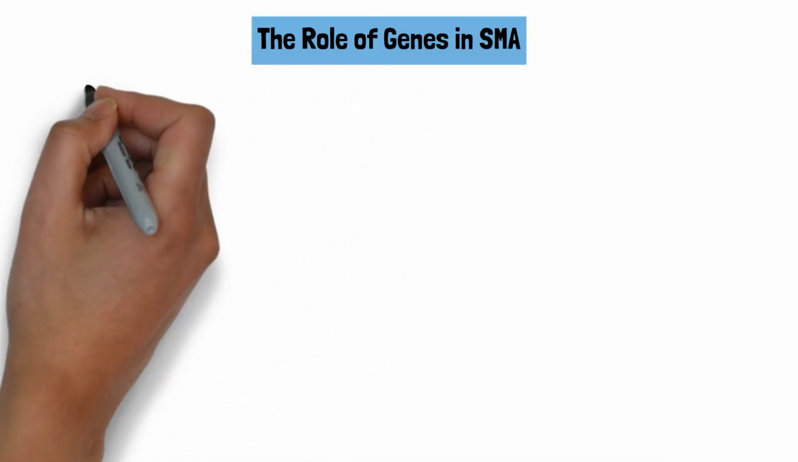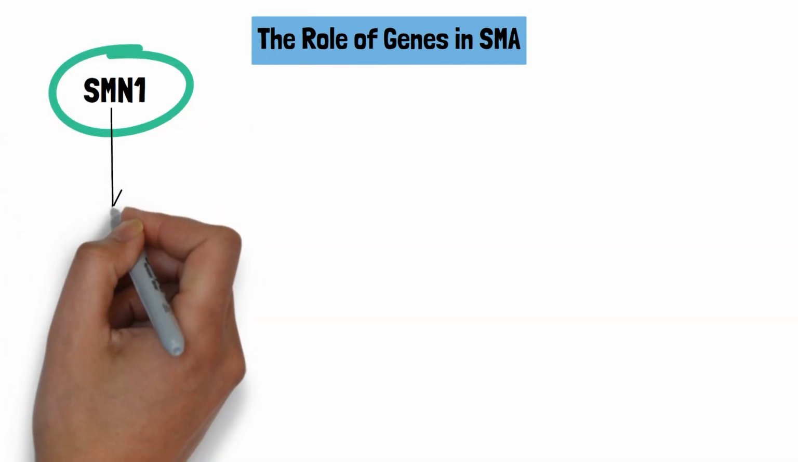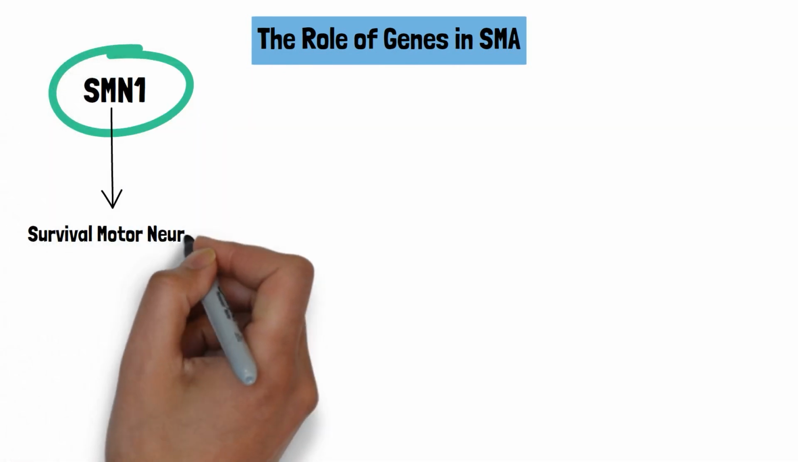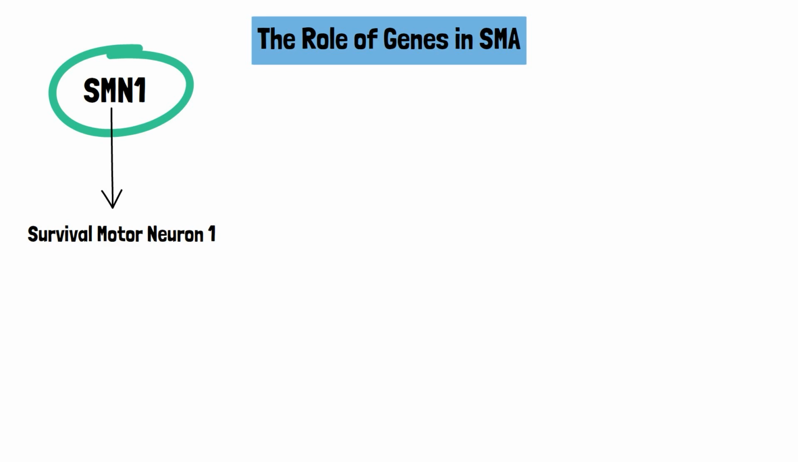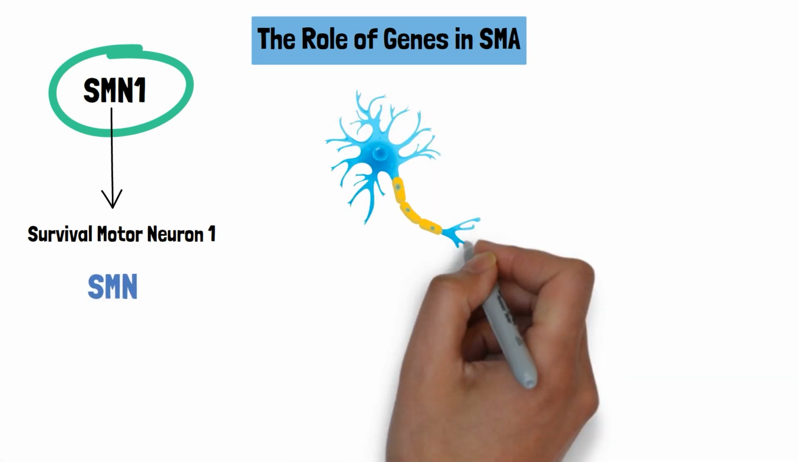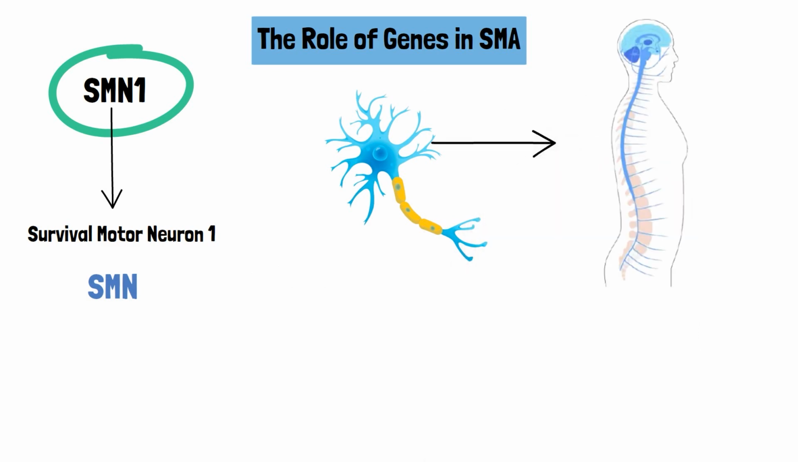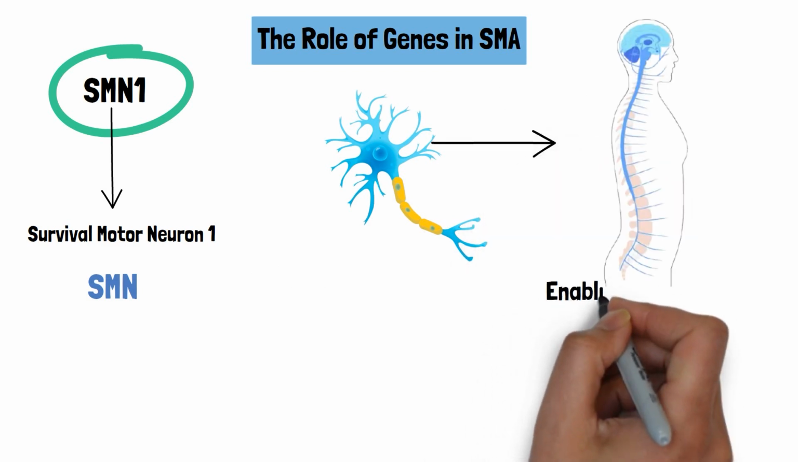The role of genes in SMA. SMA is caused by mutations in a specific gene called SMN1, which stands for Survival Motor Neuron 1. This gene is responsible for producing a protein called SMN, which is essential for the survival of motor neurons. Motor neurons are nerve cells in the spinal cord that send signals from the brain to muscles, enabling movement.